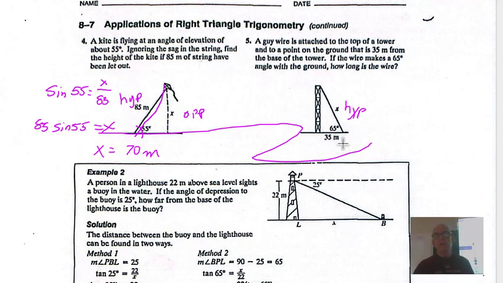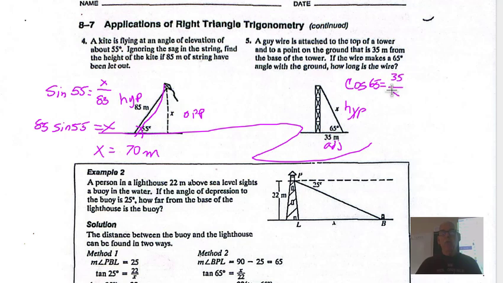Okay, for number 5, we're talking about a guy wire that's holding this tower up. So the guy wire, this x actually is the hypotenuse of the triangle. And here's our 65-degree angle that the wire is making with the ground. And it's staked to the ground 35 meters out from the tower, which is about 100 feet, a little bit more than 100 feet out from the tower.